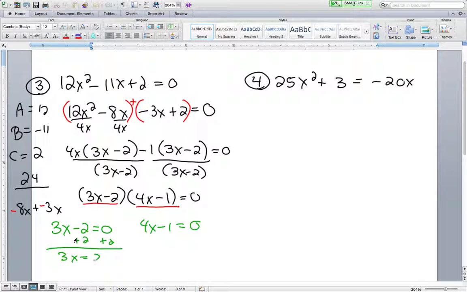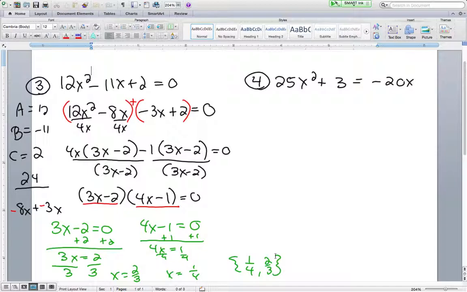I get 3x equals 2. I'll divide by 3, divide by 3. X is going to equal 2/3. Over here, I'm going to add 1 to each side. 4x is going to equal 1. Divide by 4, divide by 4. X is going to equal 1/4. So my solution set is going to be 1/4 and 2/3.